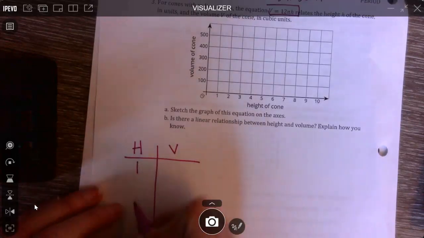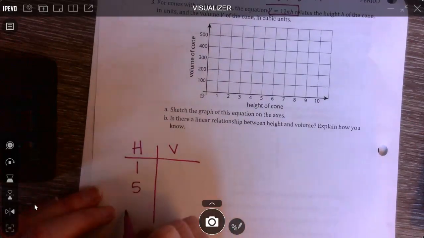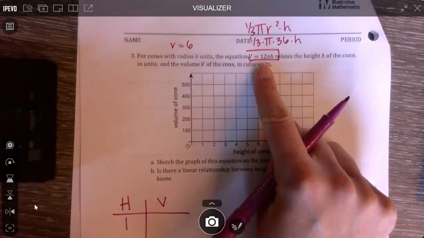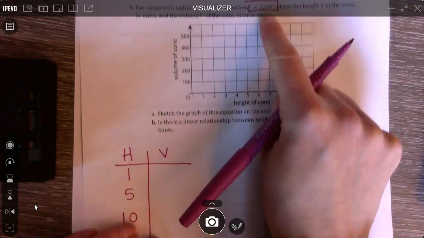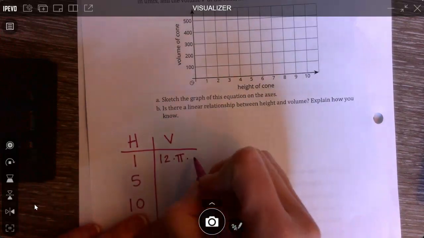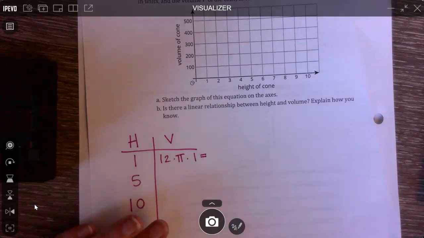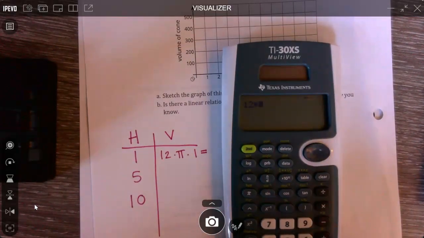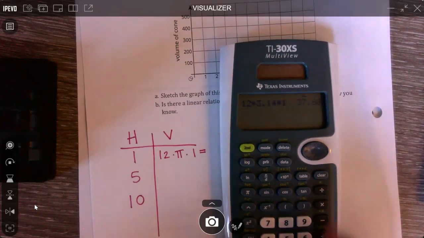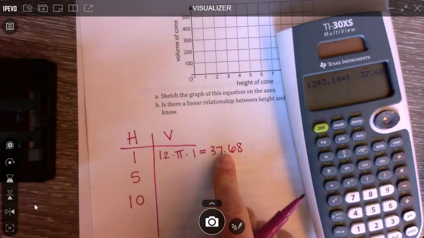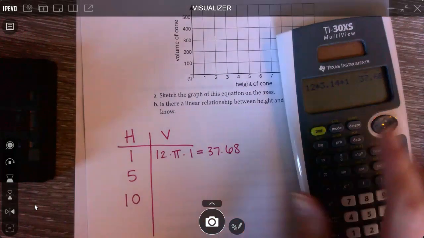So I'm going to pick a couple. I'm going to say 1, 5, 10. So I can space them out a bit. Okay? When the height is 1, my formula is still 12 times pi times height. So 12 times pi times my height, which is now 1. Pi is 3.14. Do not use the pi button in your calculator. We've not been using that. So 12 times 3.14 times 1 is 37.68. That is the volume when the height is 1, according to that formula.